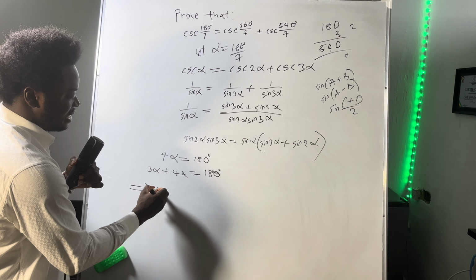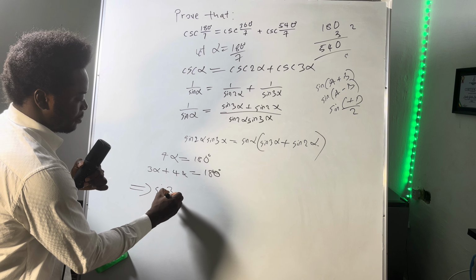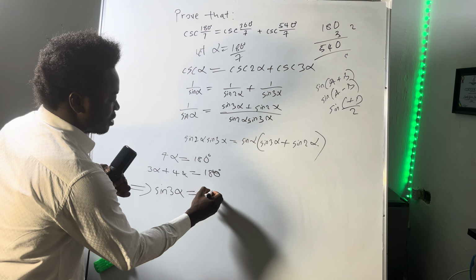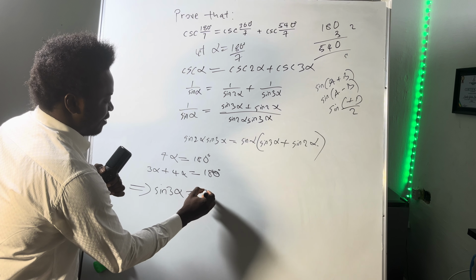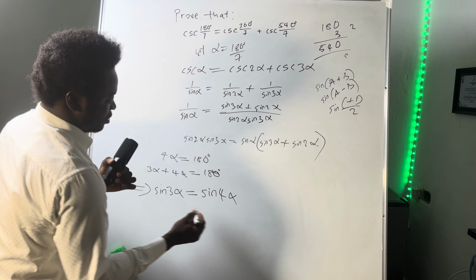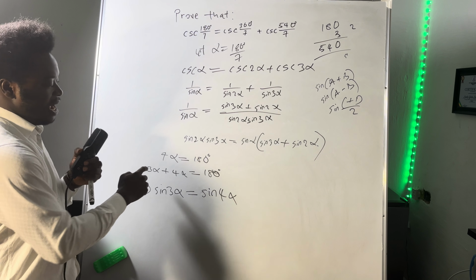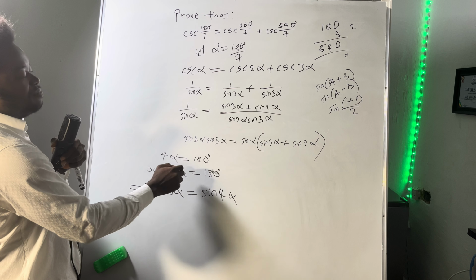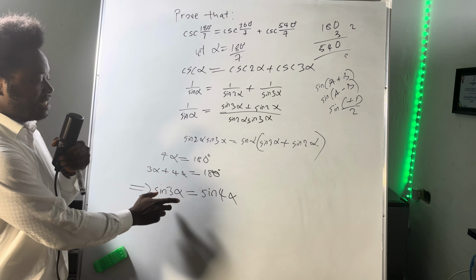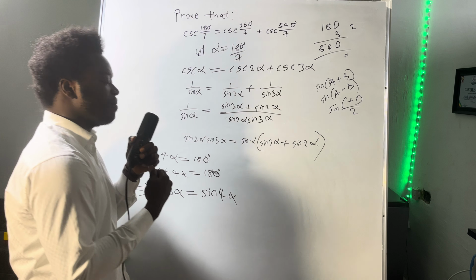And notice that since 3 alpha plus 4 alpha equals 180 degrees, this means that sine 3 alpha is equal to sine 4 alpha. So since these two angles add up to 180 degrees, sine A is equal to sine B. So sine 3 alpha equals sine 4 alpha. That means we could come back here.